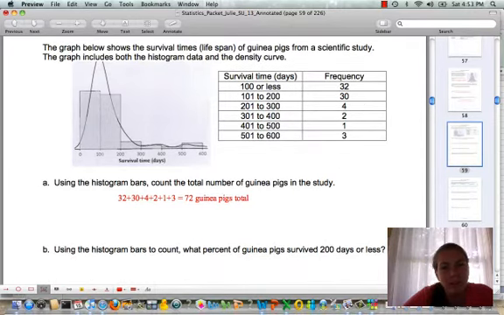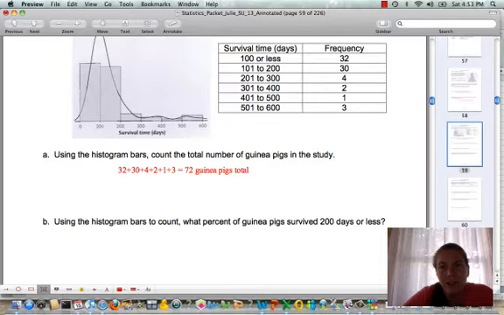So now it wants to know what percent of guinea pigs survive 200 days or less. So 200 days or less would be 30 plus 32, or 64.